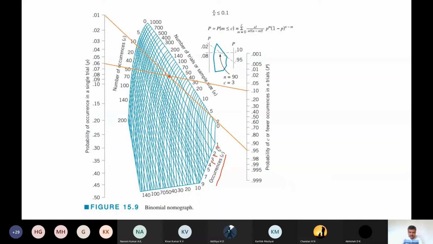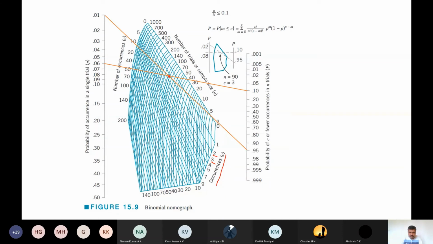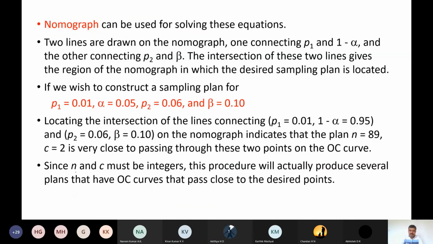Since it lies between 2 and 3, this is the line of 2, and this is the line of 3. So this point lies between 2 and 3. Now the C value can be 2 or 3, so you should make a decision. In the last line you can see, since N and C, the sample size and number of defectives, are integers, they cannot be fractions. This procedure will actually produce several plans, so you have different values of N and C. In this case you can consider it as 2 or 3.